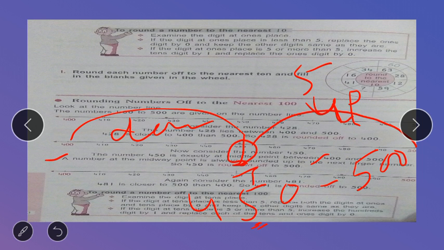Clear? Same way, if we consider the number 481, similarly here 8, that tens place is more than 5, so we will round it up, that will also be 500. Easy? Yes. Now we will go to the next page.